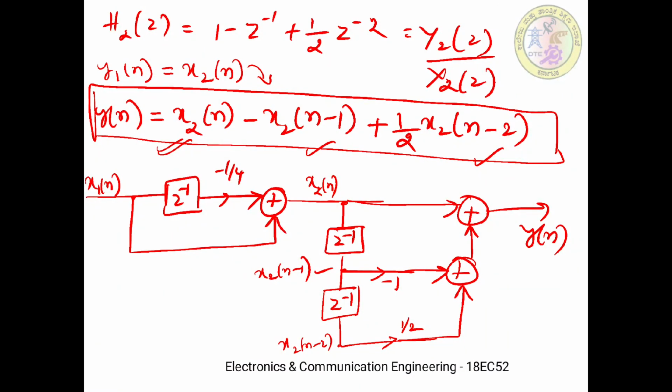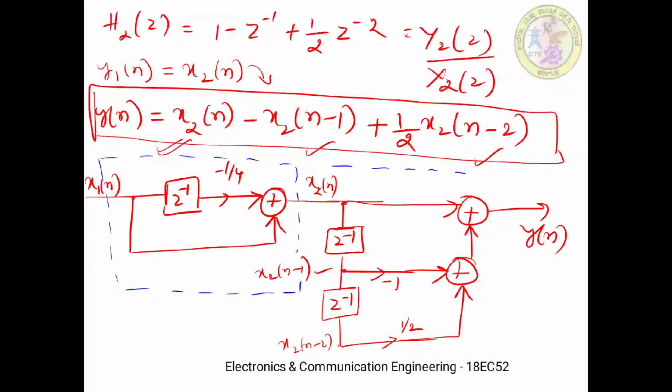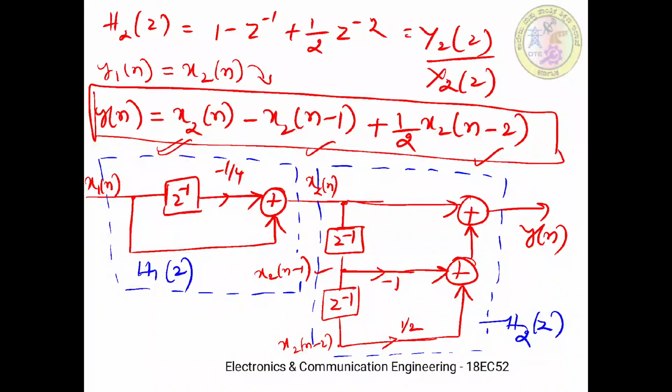So now we have the two sections. This is the first section, and this is the second section in the cascade. This implements h1 of z, and this implements h2 of z. This is how, for both the even condition as well as the odd condition, the cascade realizations for the given transfer functions are obtained.